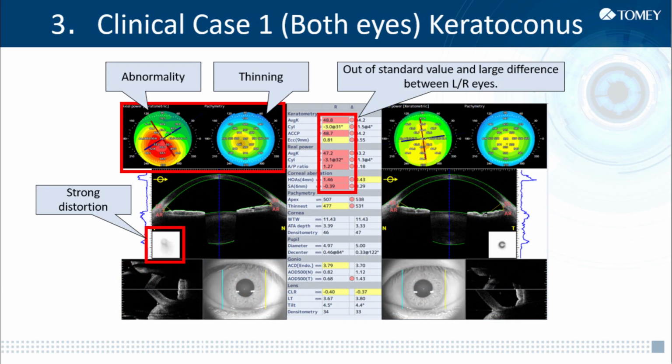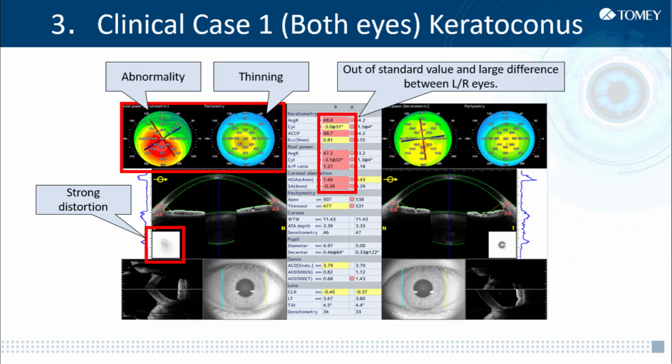Please have a look at this screen. There is an abnormality of axial power on the topography map, and we can see the thinning of corneal thickness from both the pachymetry map and parameter here. And every parameter in keratometry, real total corneal power and corneal aberration is highlighted in yellow or red. In addition, a red icon appears on those indices, which means a large difference between the right and left eye. We can also see strong distortion of the Landolt ring image. From those images and parameters, we could find the possibility of some corneal disease.